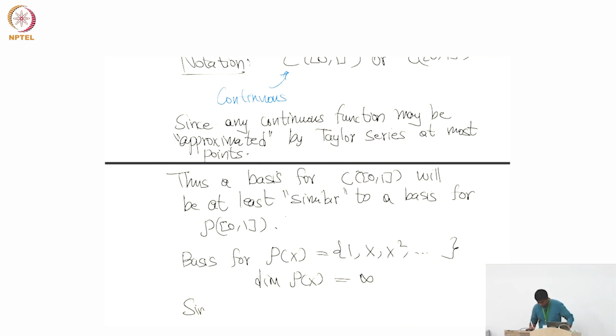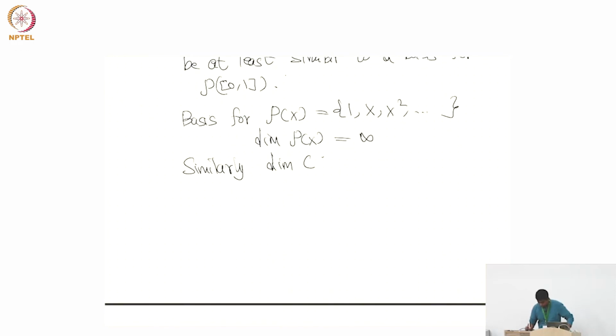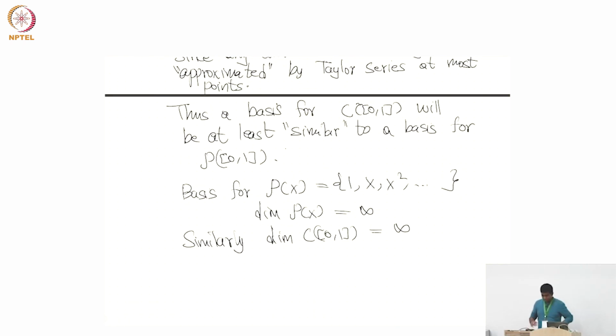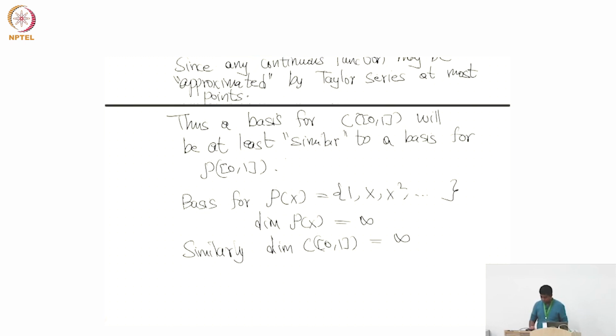and similarly the dimension of the space of continuous functions is infinite. Okay, so it's a bit of a loose argument, but intuitively it could make some sense. Because any function I can write as a Taylor series, and therefore it is like an infinite degree polynomial, and so the bases will be infinite in number. So that's another example of an infinite dimensional vector space.